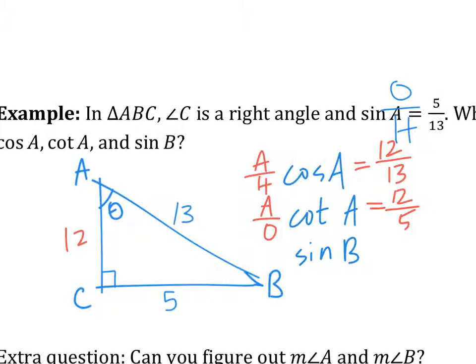Last one. This one's a little tricky. Sine B. Not A, B. So you have to look from B and say, what is opposite over hypotenuse of B? What is opposite of B? 12, okay? Not 5 anymore. We don't keep a label on here and just call it O. It's opposite of whatever angle you want. So sine B, the opposite of B is 12. So this is 12/13.